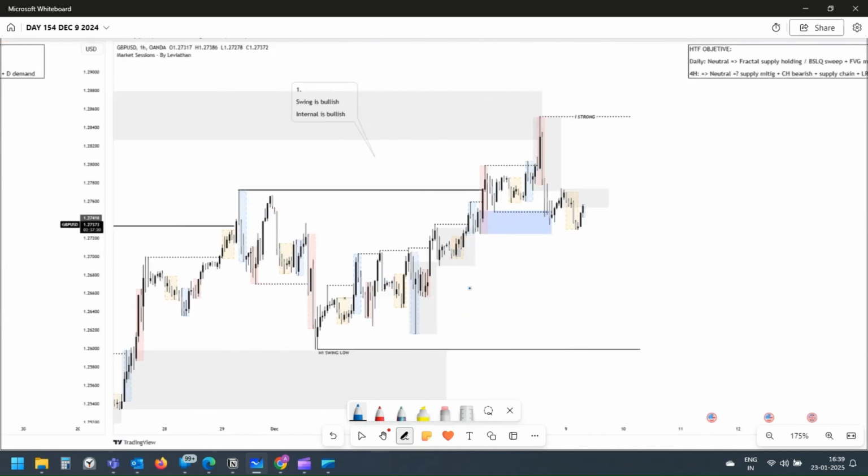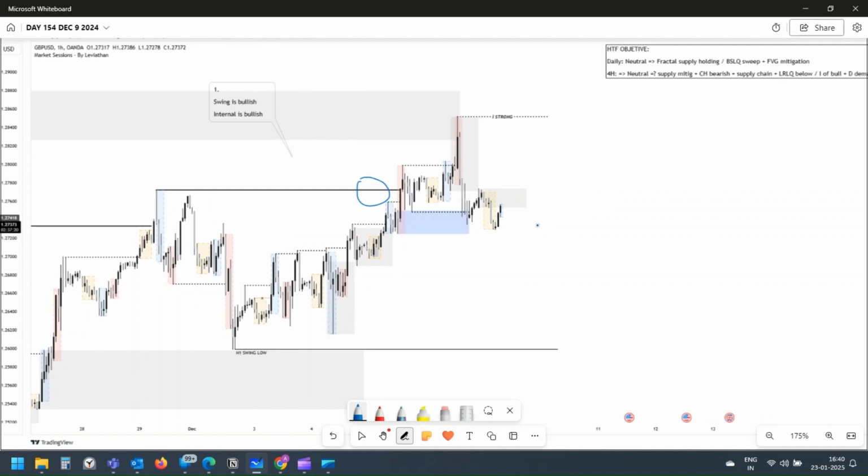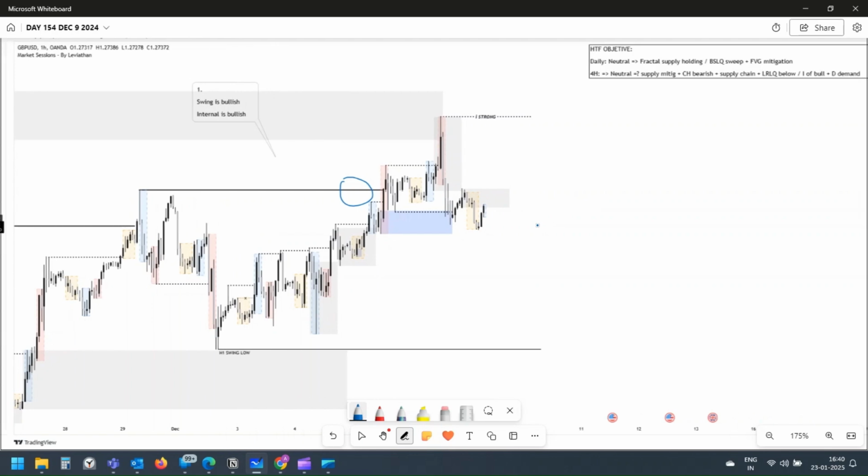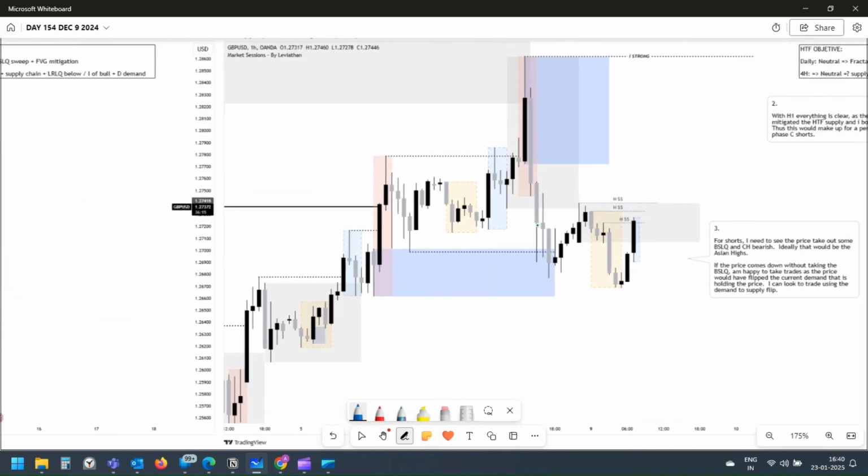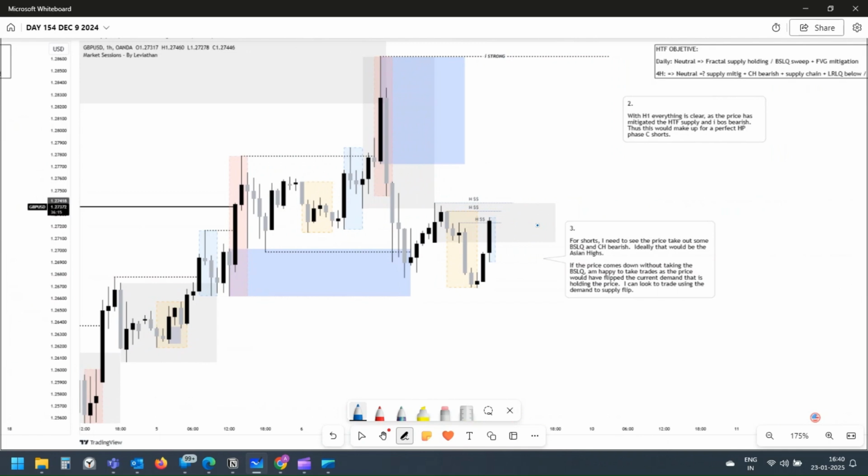So this is the H1 chart. The swing structure is bullish, internal is bearish, which means that we are in the phase C, and the price had mitigated into the higher time frame supply, which gives us more confidence to play the phase C shorts. What I was expecting is, this is the 4-hour supply, so I can't take trades directly from the 4-hour supply.